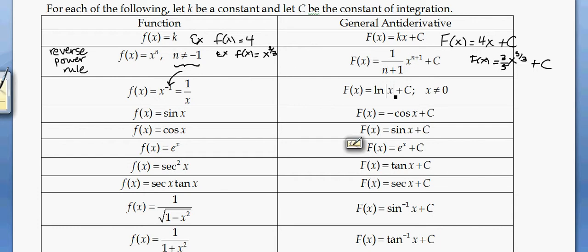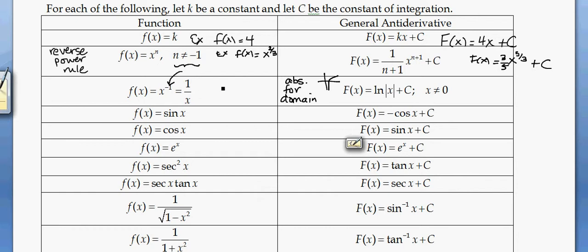Notice the absolute values here. The absolute values are there because of the domain. If you picture the natural log, we know that it's only defined for positive values of x and not 0. So the absolute values force x to stay within the domain.